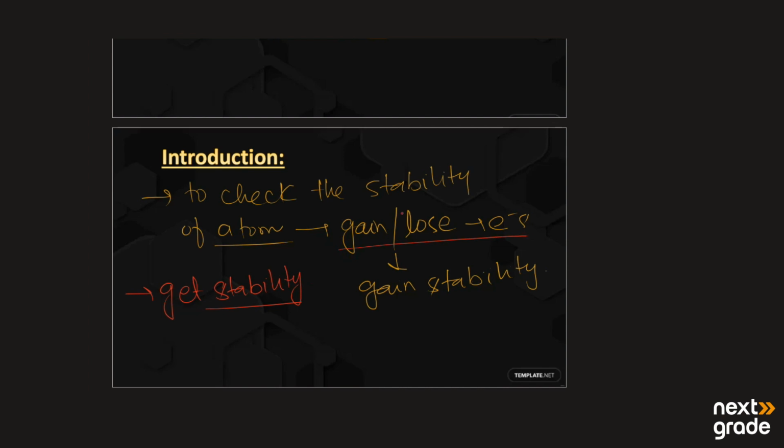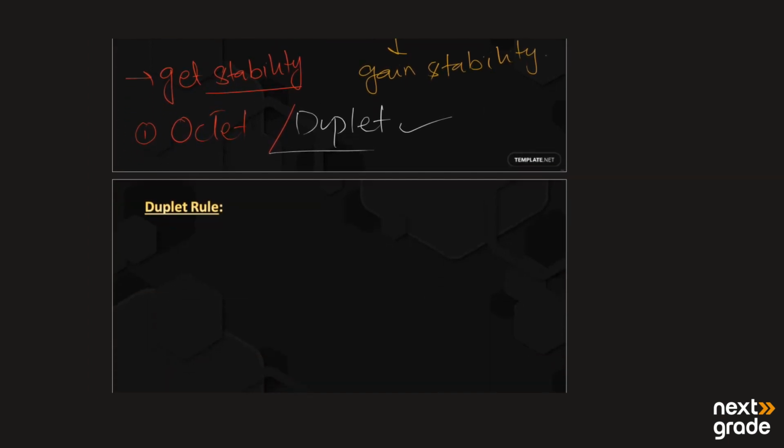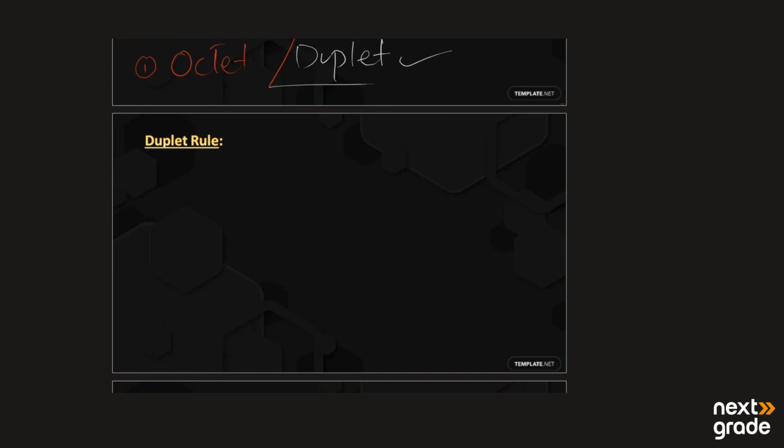This gain or loss is done by two rules. The first rule is the octet rule, and the second one is the duplet rule. These two rules are followed for the stability of the atoms. So let's start. The first rule we have is the duplet rule.